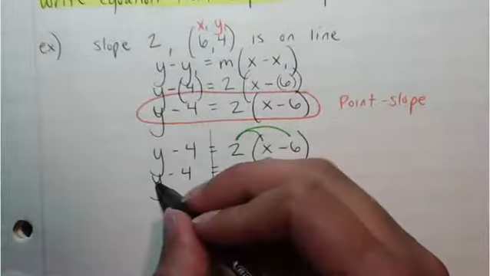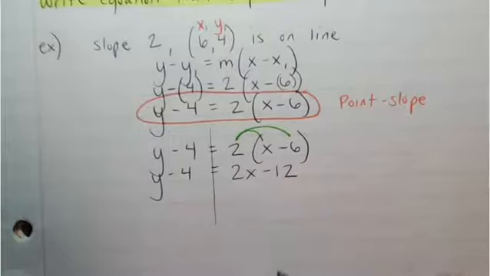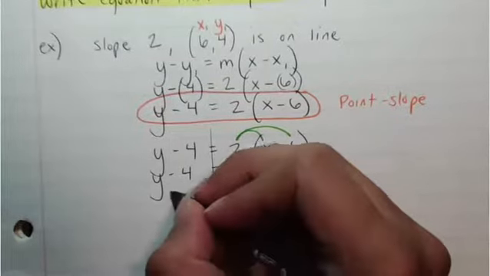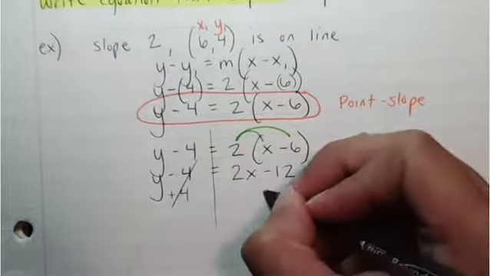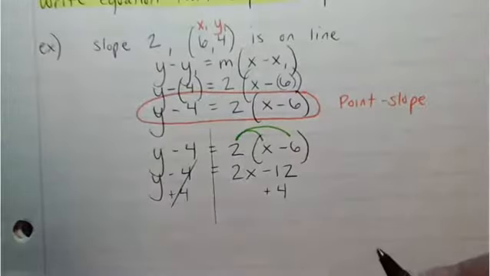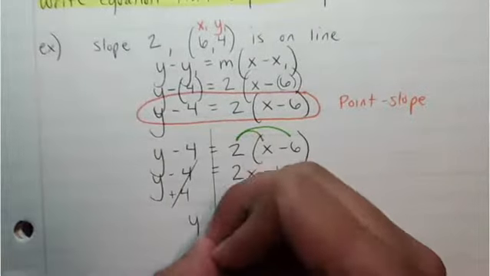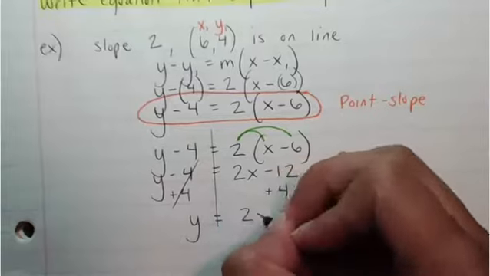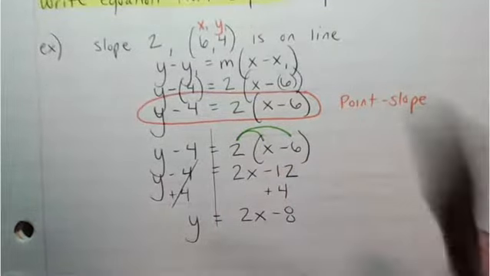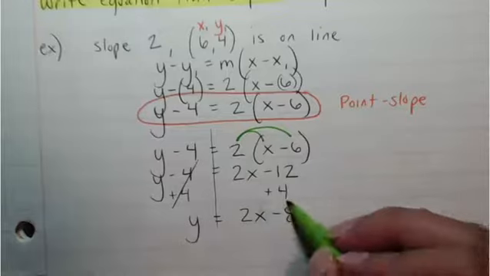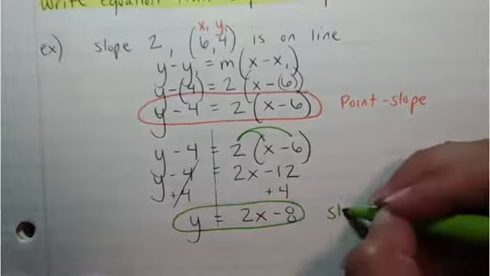Okay, from there, I'm going to get y by itself, because again, I want it in y equals mx plus b. So I'm going to add 4 on both sides. And I end up getting y is equal to 2x minus 8. Okay, that is my equation. That is in slope-intercept form.